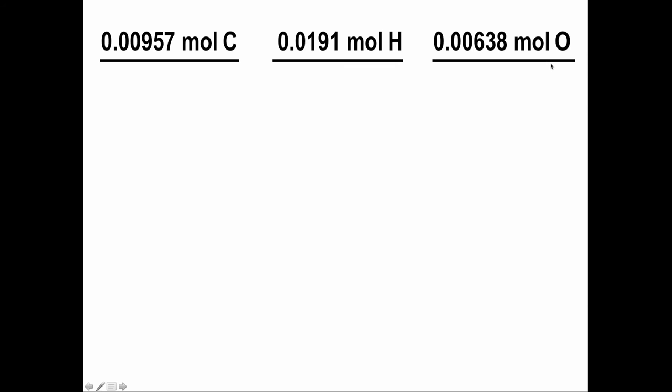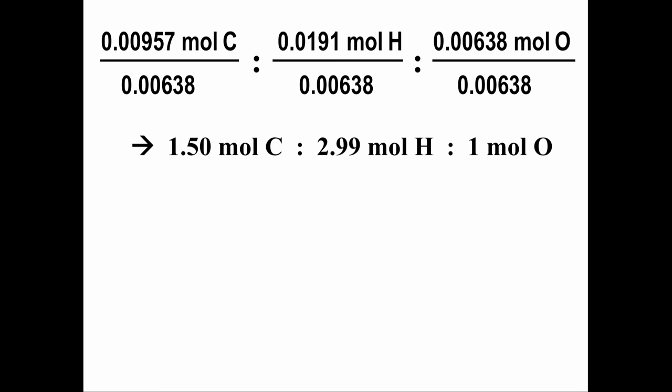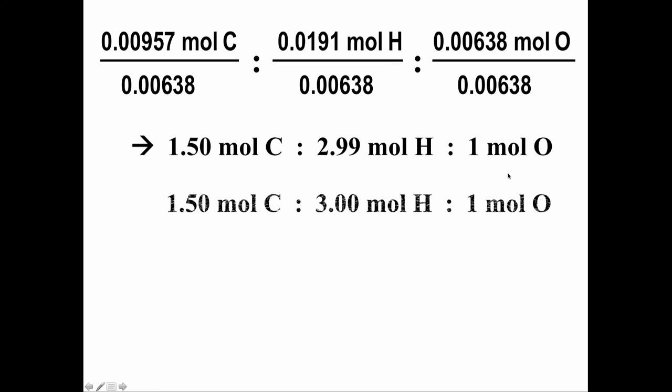Remember that this is our ratio, and if you can't look at this and immediately see what it is as a whole number ratio, the advice would be divide by the smallest of those numbers, and that will still give us a ratio. And when we do that division, we have 1.5 moles of carbon to 2.99 moles of hydrogen to 1 mole of oxygen. Rounding these off gives 1.5 to 3 to 1.